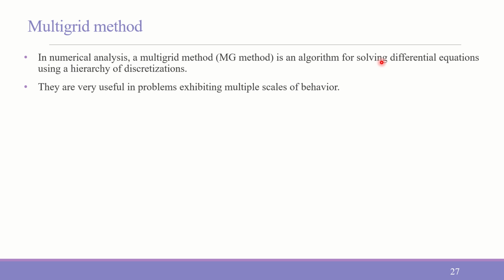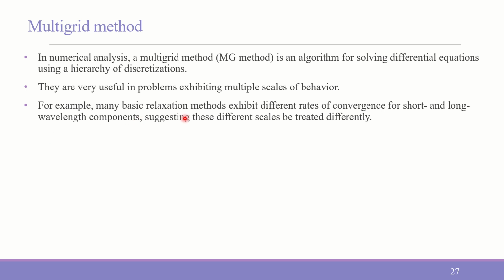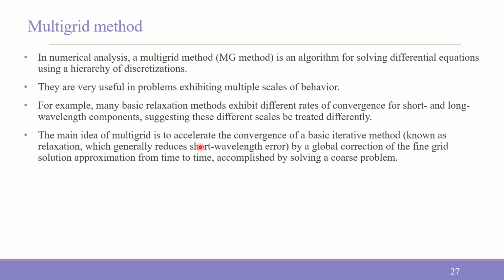We will just remember that in a single problem itself we will be having multiple scales of behaviors, multiple error scales, which we can't damp using a single grid. For example, many basic relaxation methods exhibit different rates of convergence for short and long wavelength components, suggesting these different scales be treated differently. The main idea of the multigrid method is to accelerate the convergence of a basic iterative method known as relaxation, which generally reduces the short wavelength error.